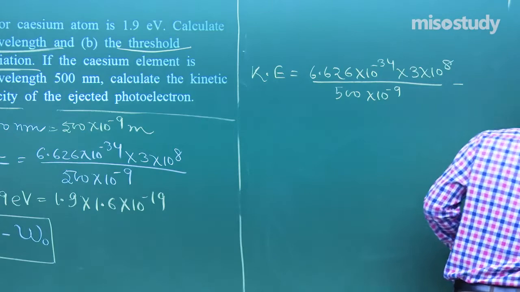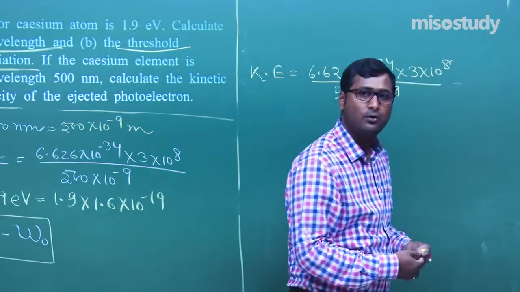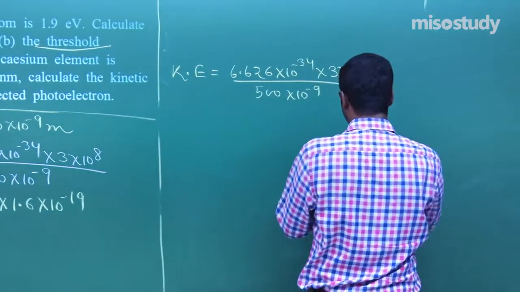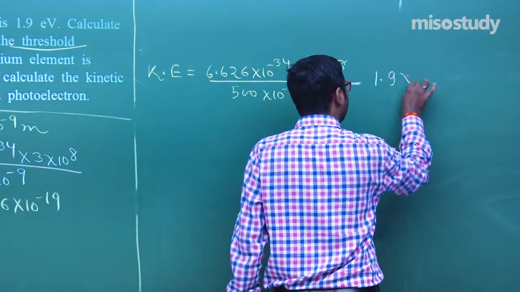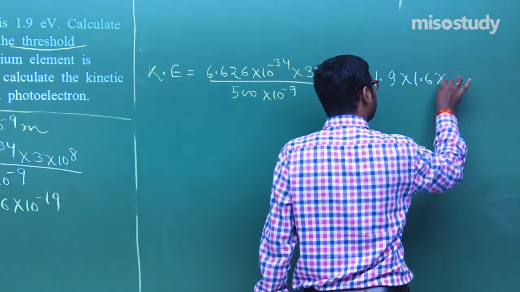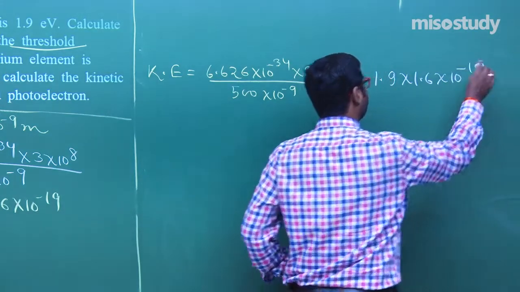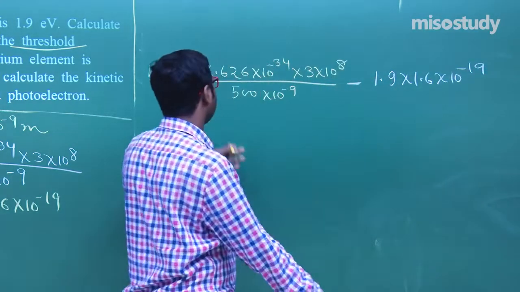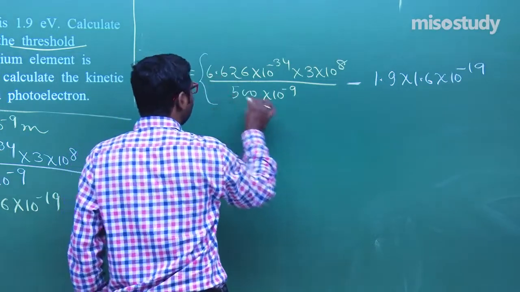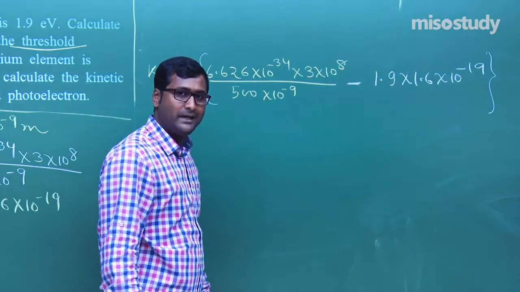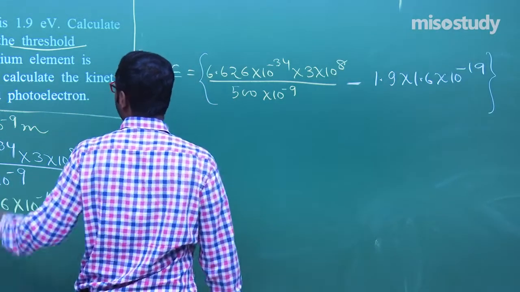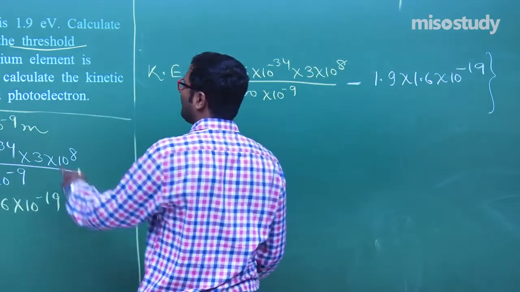Wait for a moment friend. The value of W naught is, put here minus sign, that is 1.9 into 1.6 into 10 to the power minus 19. If you solve, you will get the value of kinetic energy. Clear? Now, the next part, calculate the kinetic energy and the velocity.